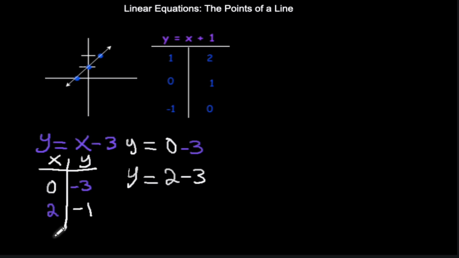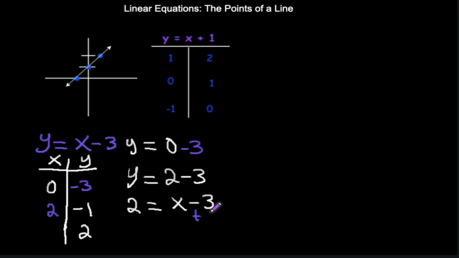And then last but not least, let's say that you are given a y value instead. So let's say that y value is positive 2. All right, so let's go ahead and solve for x then. So that means 2 equals x minus 3. So solving for x, we need to add 3 on both sides, right? Because we need to isolate x.